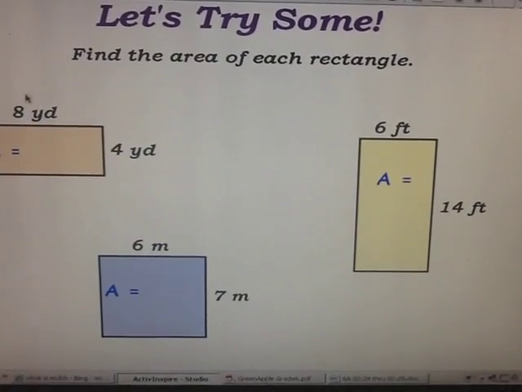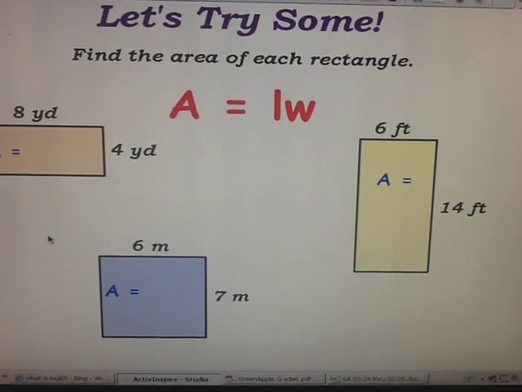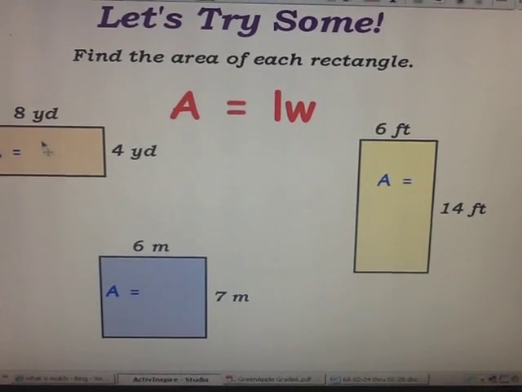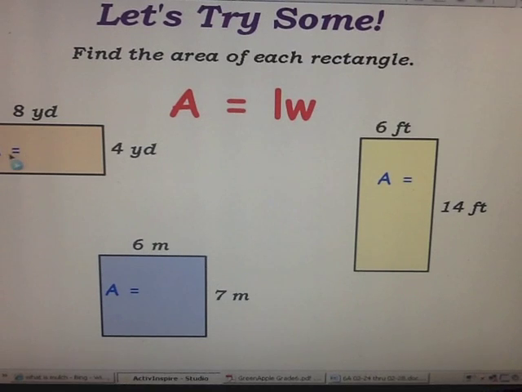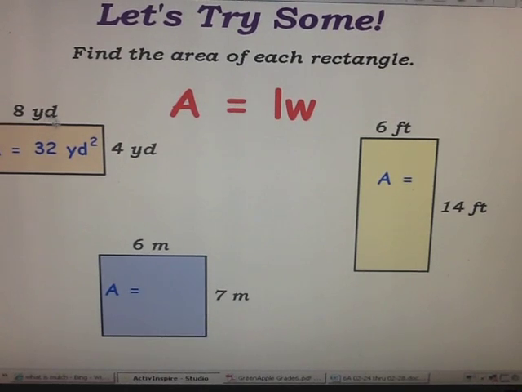Let's try some for practice. Take a look at our first rectangle. We want to find the area. The first thing you always want to do is write the formula that you're using. We're using area equals length times width. So let's do it. 8 times 4 is 32, so the area is 32 yards squared. Again, remember, it's yards times yards, which means you're squaring it. And this is how we write it. We use the abbreviation for yards, and then we use a power of 2. We put that exponent in there. That means squared.